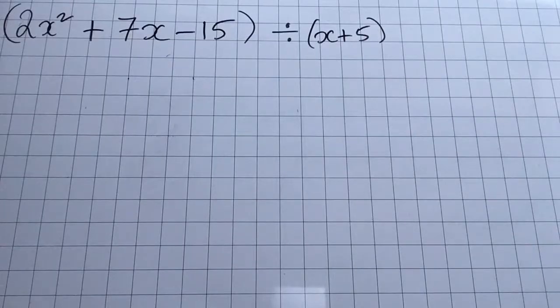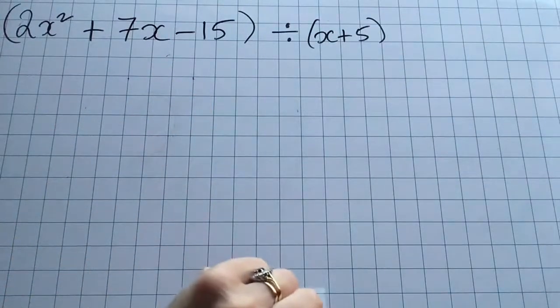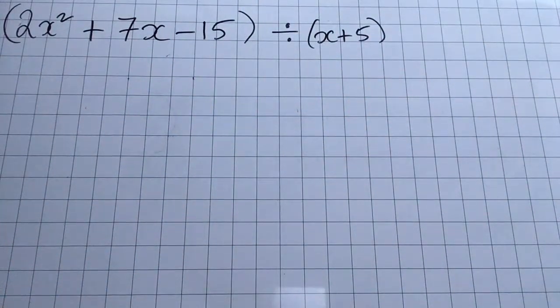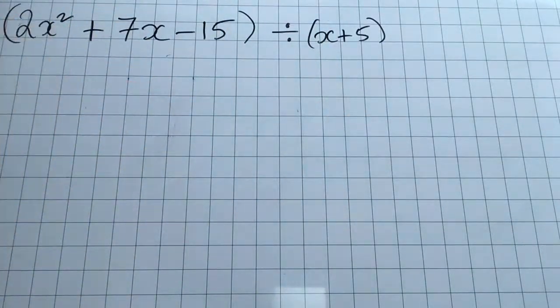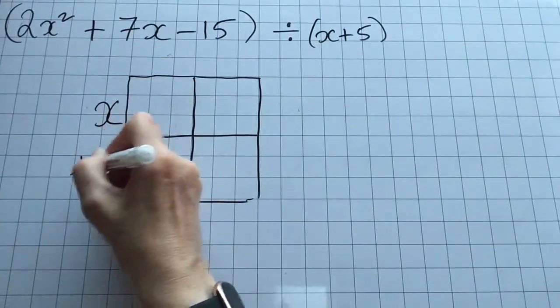Here we have another expression with 3 terms in it, divided by an expression with 2 terms in it. I will need a grid 2 terms by 2 terms. Now, how did I know it was by 2 terms? Well, x into 2x squared goes 2x times. So the highest power of x is x to the power of 1. Now on one side I put the x plus 5.